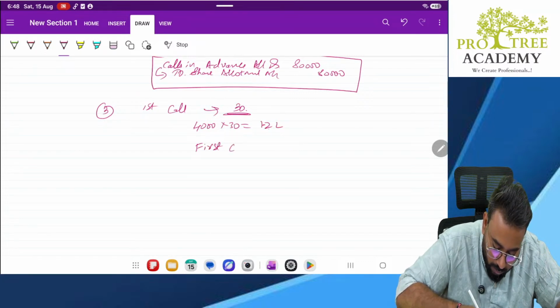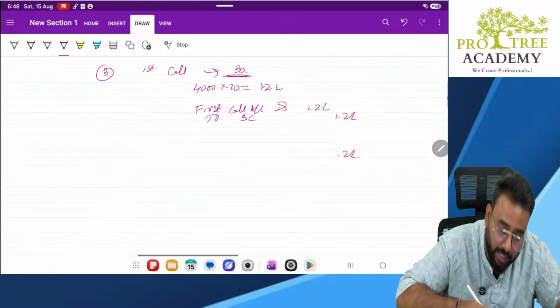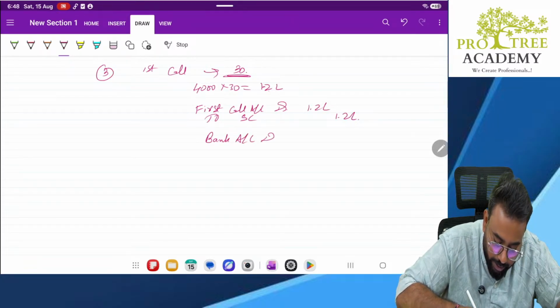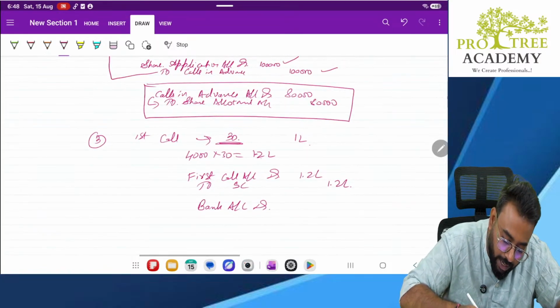First call account debit 1.2 lakhs to share capital 1.2 lakhs. Correct? Yes, sir. Correct. Next, what happens? Bank will be received. Will receive in bank. Yes, sir. Bank account debit will receive only 1 lakh. Why, sir? Only 1 lakh. Already we have 20,000 excess.